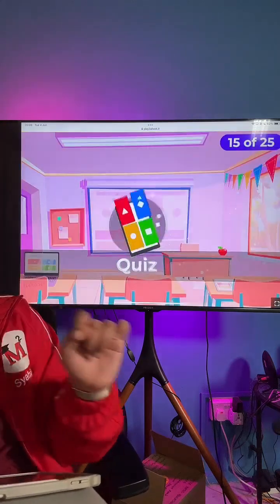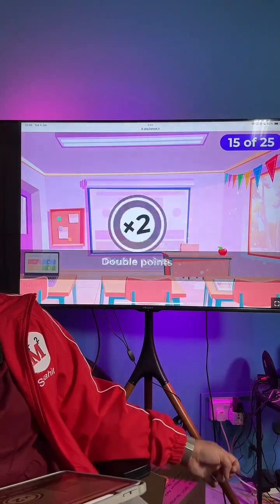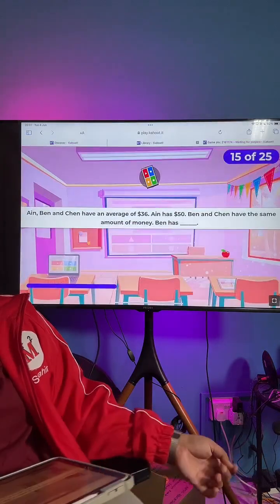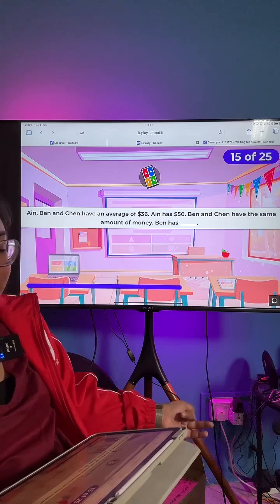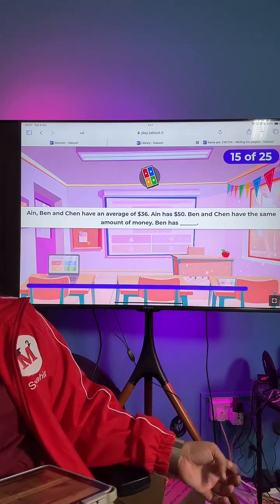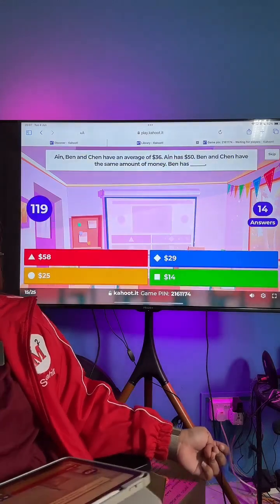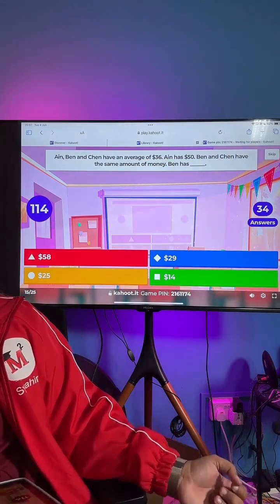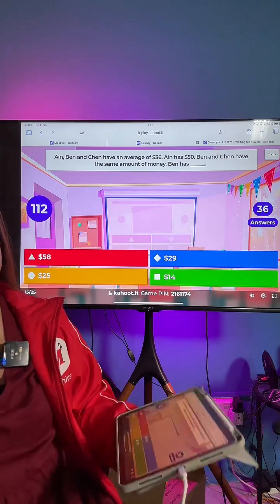Next one. Okay, another quiz. Ain, Ben, and Chen have an average of $36. Ain has $50. Ben and Chen have the same amount of money. Go and calculate Ben. How much does Ben have?